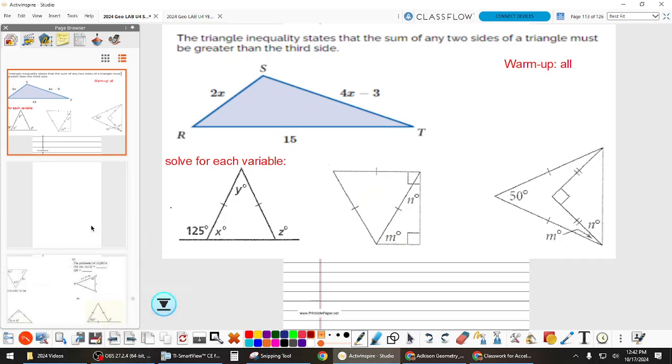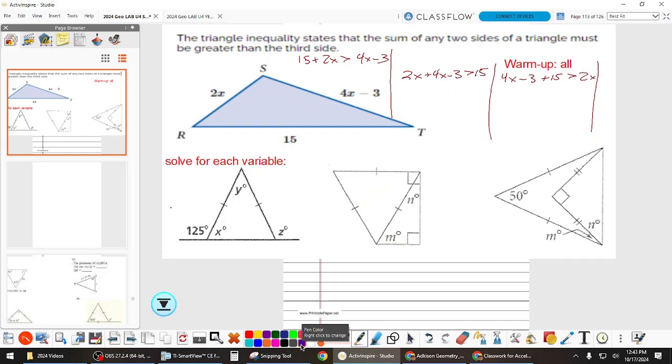So to review the triangle inequality theorem, just remember that any two sides have to add up to be bigger than the third. So you would get, and did anybody recognize this problem? That's okay if you didn't. But we need to write out three inequalities and just go around the triangle for that. And then solve each one for x.